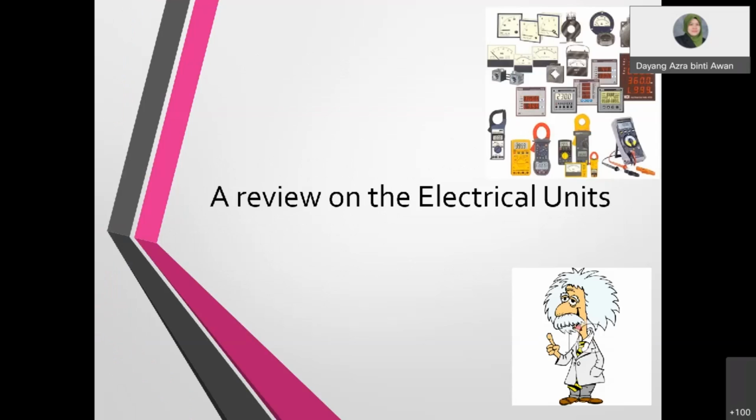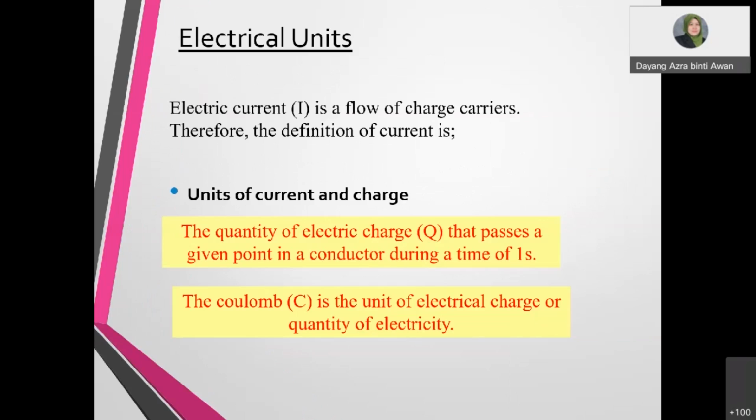And then we move on to a review of the electrical units. This is just theory for you to understand. Electrical current I is a flow of charge carriers. Therefore, for the units of current and charge, Q is the electric charge that passes a given point in a conductor during a time of 1 second. And the coulomb, C, is the unit of electrical charge or quantity of electricity. So when you deal with electrical units, you need to know Q and also C.